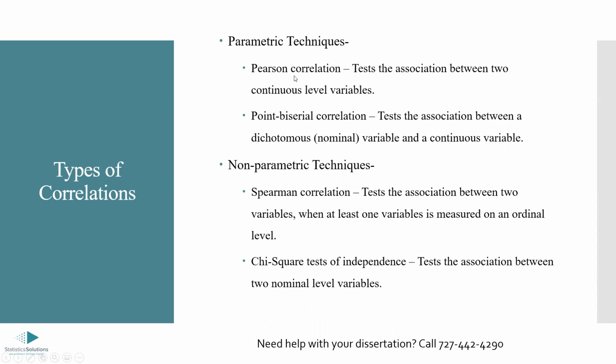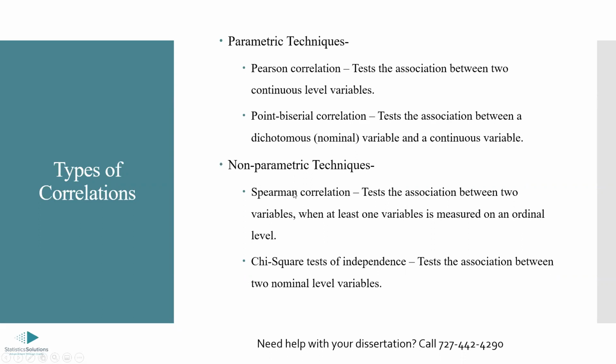So on this slide, we have the different types of correlational tests, and you can see what corresponds to a parametric technique and what corresponds to a non-parametric technique. So under the parametric family, we have Pearson correlations, which are used when you're looking at the association between two continuous variables. We have a point biserial correlation, which tests the association between a dichotomous variable and a continuous variable. The non-parametric techniques we have are Spearman correlation and a chi-square test of independence.